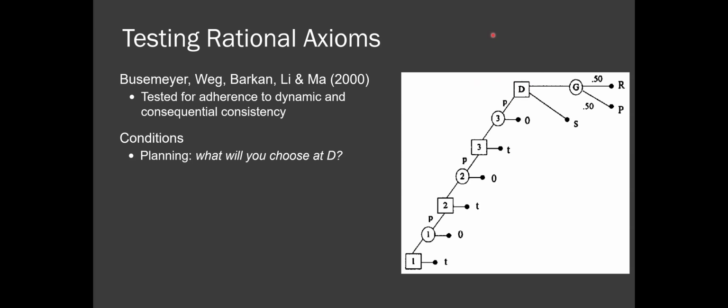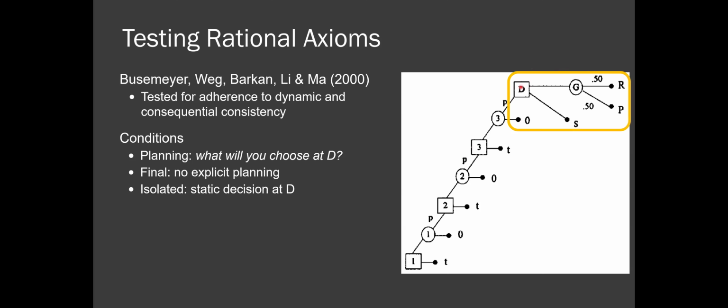And then they can compare that to a situation where you're not asked for an explicit plan. You just work your way through the tree and they observe what you do at D. And then they can compare that to a third condition where you don't see the decision tree. You're just given this isolated choice between G and S, and we see what you do. And by and large, what they find is that people are robustly violating the axioms of backward induction.